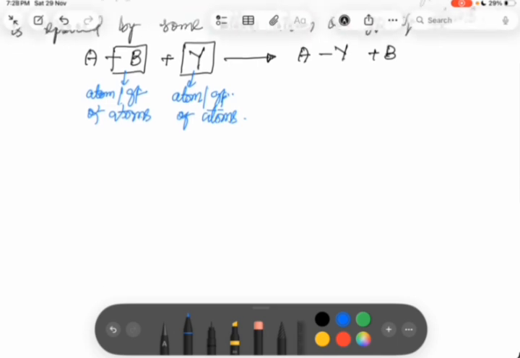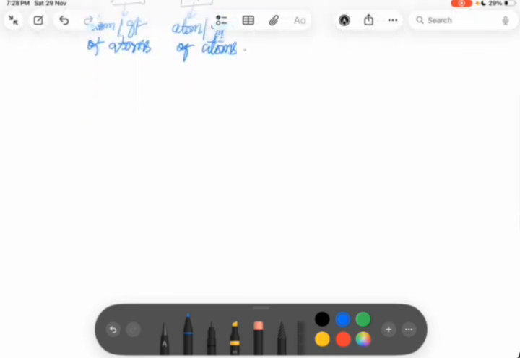So what is happening in this reaction? Our reactant species AB reacts with another species Y, and the species Y replaces B in our substrate or reactant and leads to formation of AY plus B. This class of reactions is known as substitution reactions. Here B might be an atom or group of atoms, and in the same way, Y can be an atom or group of atoms. Is it clear till now? Okay.